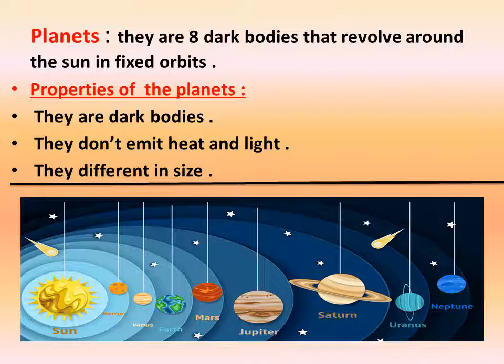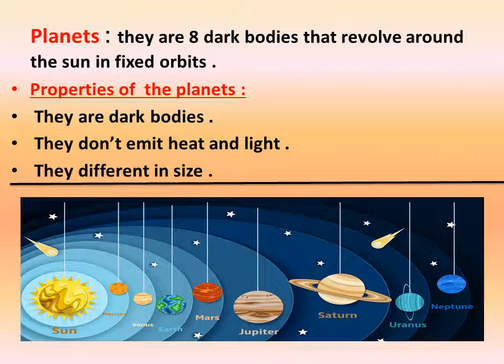So, from the definition, we can define the properties of planets. They are dark bodies. They don't emit heat and light. They are different in size. That means they aren't equal in size. Each planet has its own size.